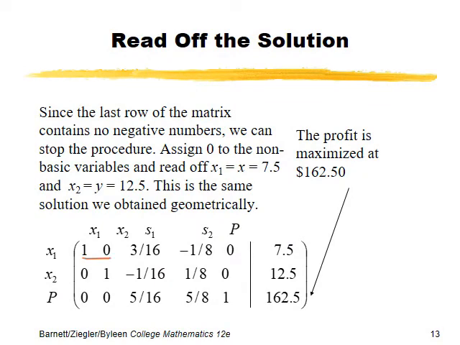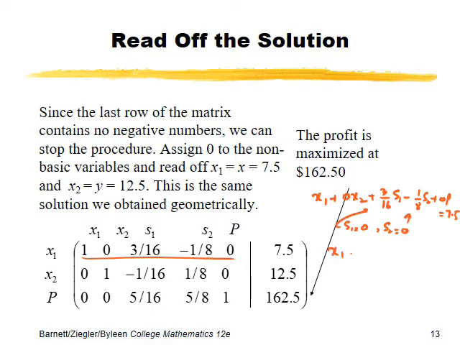If I write this system back into equation form, it will become x1 plus 0x2 plus 3 by 16 s1 minus 1 by 8 s2 plus 0p equals 7.5. S1 is a non-basic variable. We always assign value 0 to our non-basic variables. If you put s1 equals 0, s2 equals 0, you will get x1 equals 7.5. You can directly read it, x1 is 7.5.